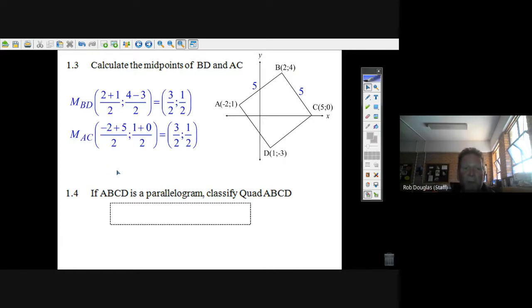If two diagonals share the same midpoint, it means they must bisect each other. They must cut each other into equal pieces. Therefore, if diagonals bisect, it's a parallelogram.